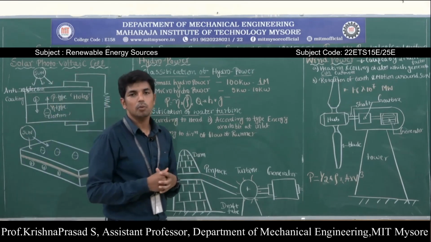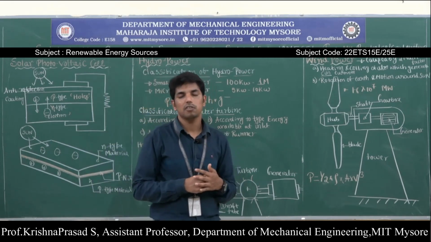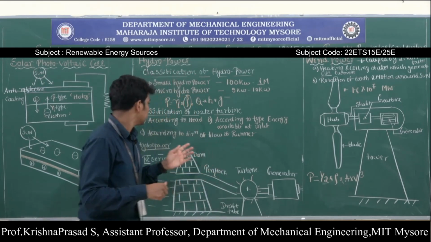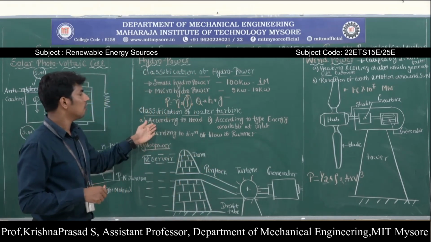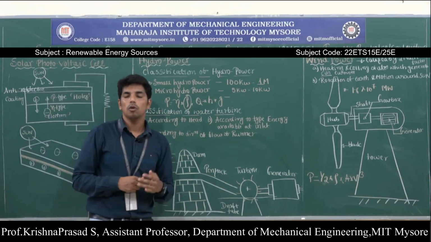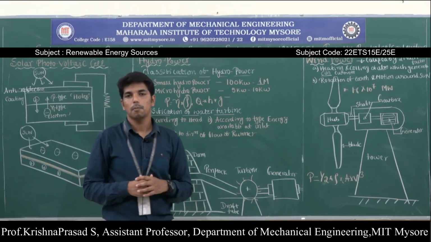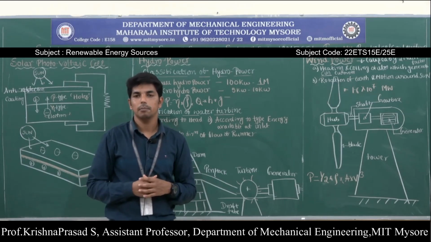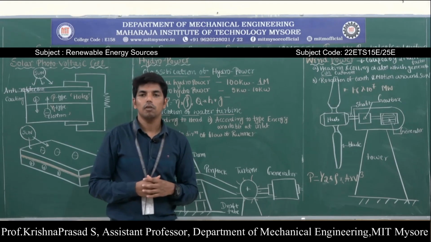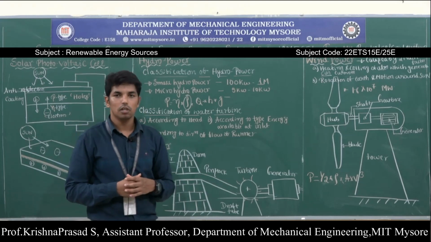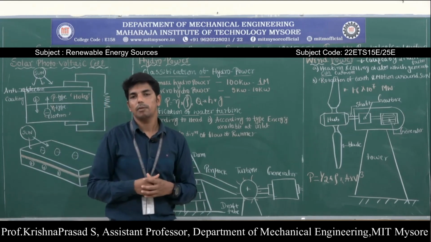Basically, hydropower is harnessed mainly with the help of water turbines like the Pelton wheel, Francis and Kaplan. First, the classification of water turbines according to the head. If the height of the water is below 30 meter, it is called a low head turbine. If the height of the water is between 30 meter and 150 meter, it is called a medium head turbine, and if the height of the water is above 150 meter, it is called a high head turbine.